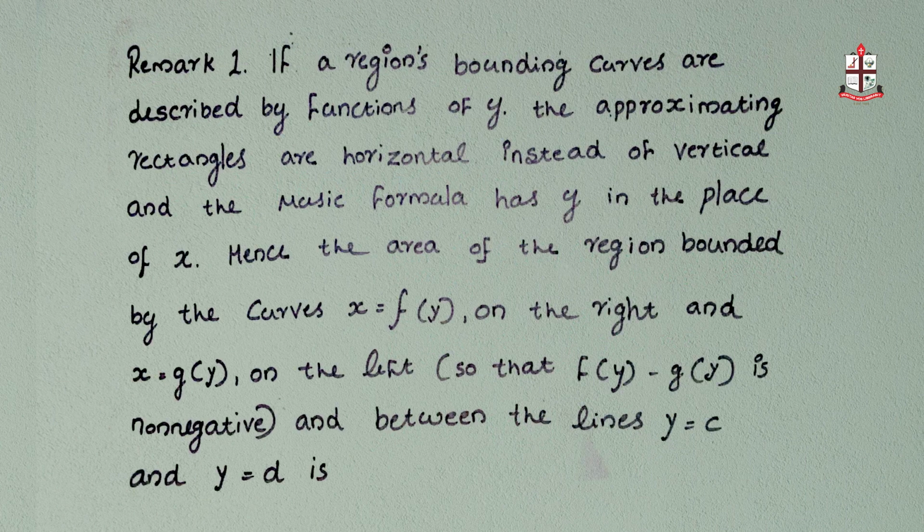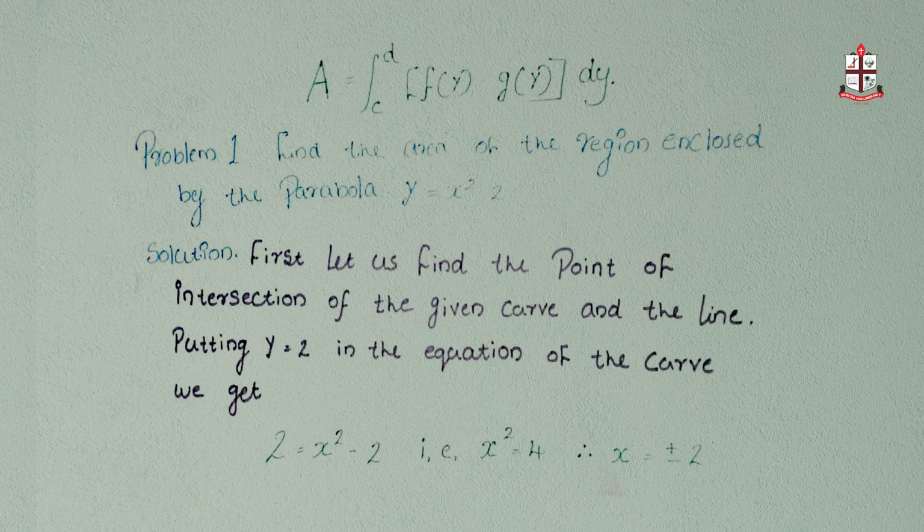Now, coming to the remark: if a region's bounding curves are described by functions of y, the approximating rectangles are horizontal instead of vertical. And so, we will use the formula with y in place of x. So, the area of the region bounded by the curves x equals f(y) on the right and x equals g(y) on the left, so that f(y) minus g(y) is non-negative, and between the lines y equals c and y equals d, becomes the integral from c to d of f(y) minus g(y) dy.